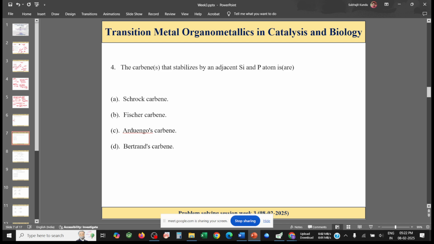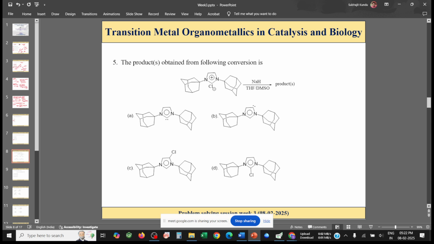I already said that a carbene stabilized by silicon and phosphorus is Bertrand's carbene. Next is the question: the product from the following conversion is. Now this reaction is a very important reaction in terms of carbene chemistry. We have seen that carbenes, the Schrock type or other types, are highly reactive in nature, but the Arduengo type carbene is both reactive as well as stable. So the two opposite words are equally applicable to this carbene moiety.